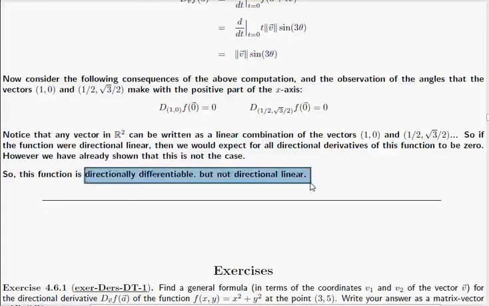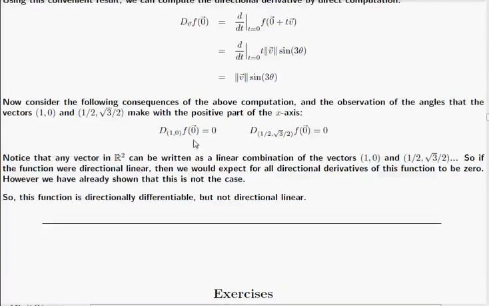Because they equal 0? I'm sorry? Because they equal 0? No, because... well, this was just one way I happen to show that it was not directionally linear: you have two different directions here where the directional derivatives are both 0, and yet it's not identically 0. If it were linear, and it were 0 this way and 0 that way, it would have to be 0 everywhere. But it isn't. The directional derivatives are just not linear. It doesn't have this linearity property. Now, if the directional derivatives really were 0 in every direction that you look, then yes, it would be directionally linear. But the point is it's not.